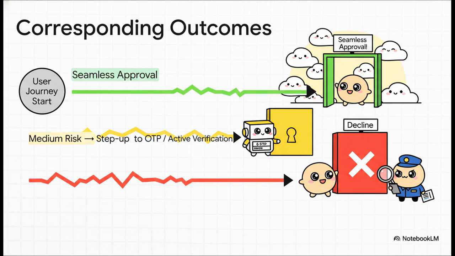And of course, each of those paths has its own automated outcome. The low-risk users, they get approved instantly, no friction at all. The medium-risk users might get a simple step-up challenge, like an OTP sent to their phone. And the high-risk users, they get routed to a manual review or even declined outright. This protects your platform without frustrating your best customers. It's the best of both worlds.